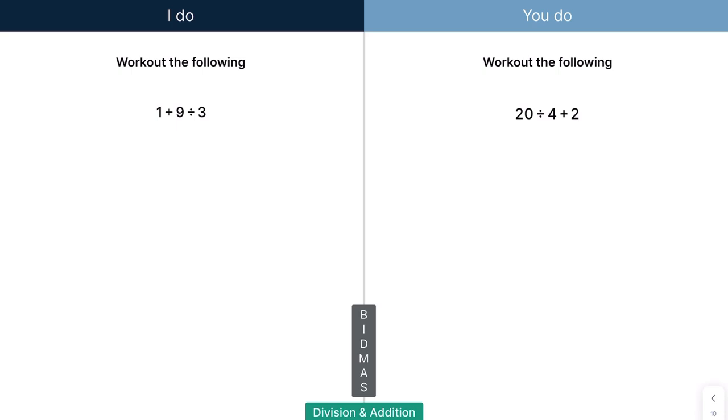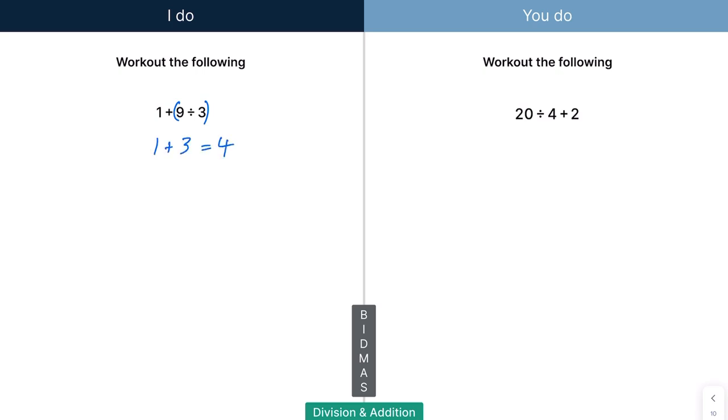Moving on, we've now got division and addition. Again, if you look at this, you can see that division, D, appears before addition. So we're going to divide first. Let me put brackets around that. So now that just becomes 1 plus 9 divided by 3 is 3. And the answer is 4.